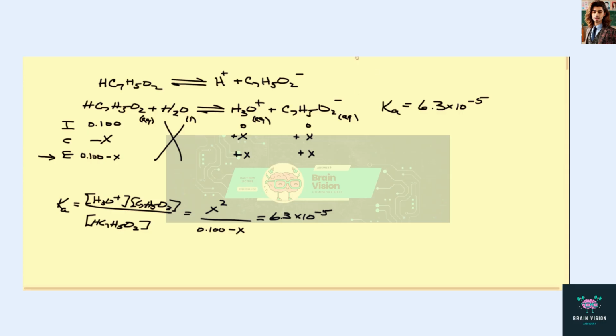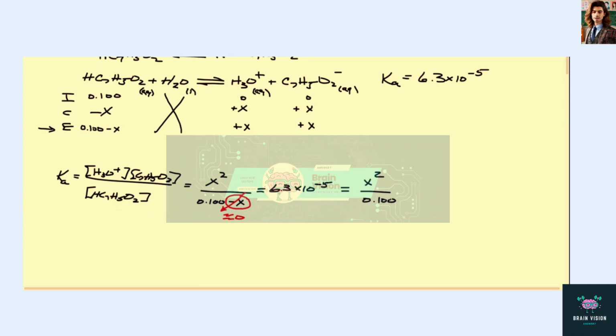Now you may have learned a little trick. Since K is small, we can assume that we're not going to make a lot of our products, because this is a very heavily reactant-favored reaction. K is much smaller than 1. And so what that means is that this minus X is actually going to be a small number. And so we assume that that is going to be essentially 0. And so by doing that, we make our math easier. We don't need the quadratic equation. And so we just say X squared over 0.1 is our 6.3 times 10 to the minus 5. So now we would do the math.